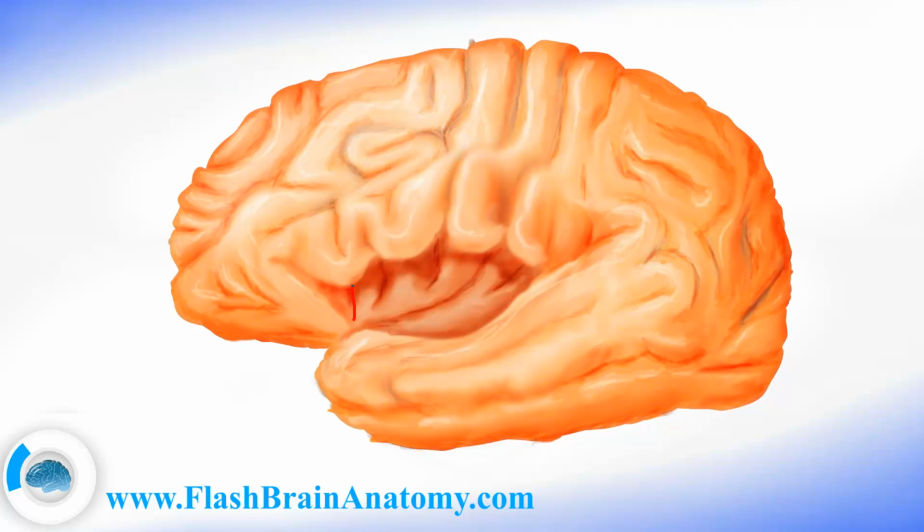This sulcus here between the cortex of the frontal lobe and parietal lobe, and the cortex of the insula is called the circular sulcus of the insula.